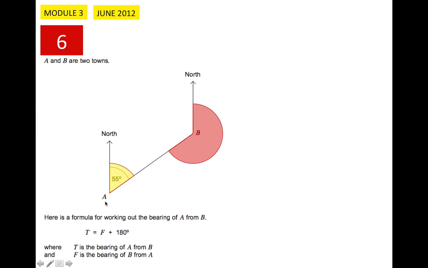So if you're at A and you want to go to B, the direction you need to go is 55 clockwise from north. And in red there is the bearing of A from B. So if you're at B and you want to go to A, then the red angle is the direction you need to go from B to get to A, measured clockwise from north.